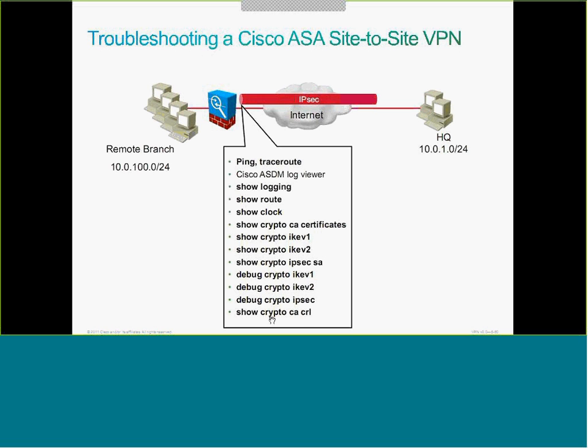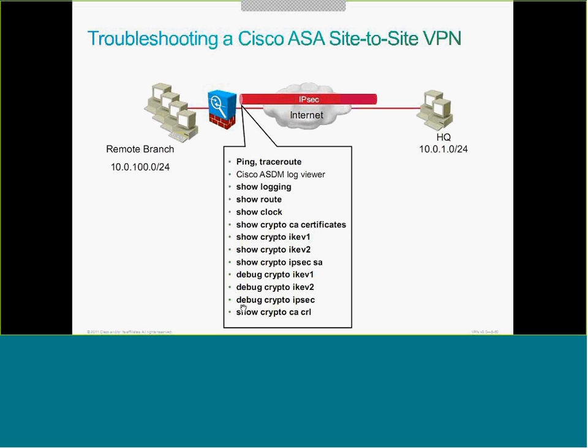And also, there's a show crypto CA CRL, that is certificate revocation list, which gives you a list of all the certificates that have been blocked or denied. So you need to make sure that your certificate is not blocked, because once it is blocked, it will be published on the CRL. So that's another thing that you need to be verifying. Okay, so these are some additional show commands which come up, but everything else would be similar.